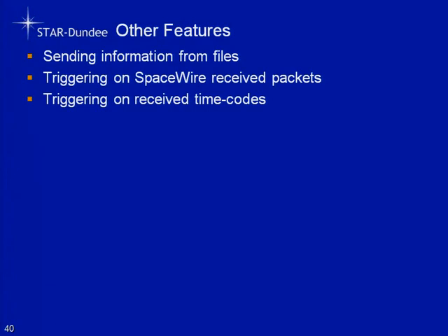You can also trigger on time codes. So one of the protocols we're currently working on with the European Space Agency is called SpaceWire-D, which is a deterministic data delivery version of SpaceWire, which uses time codes to trigger sending information over SpaceWire links. And so we can emulate this with this system as well.